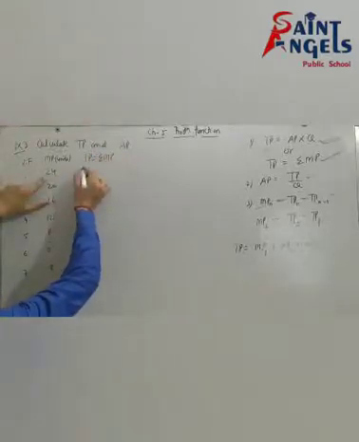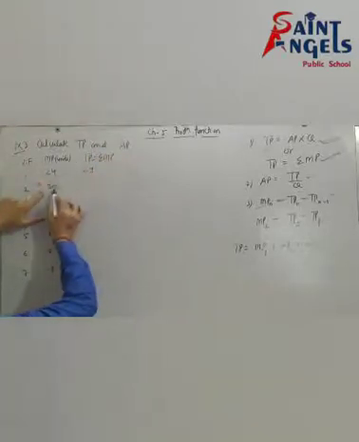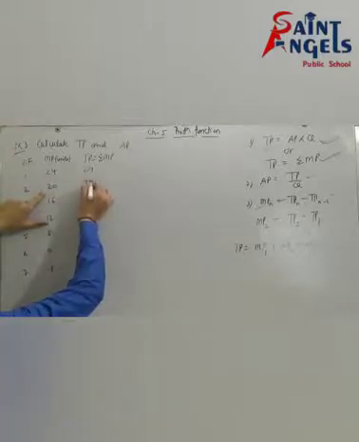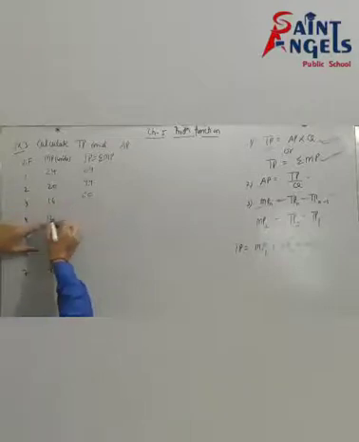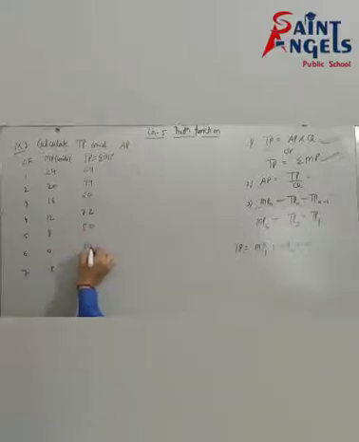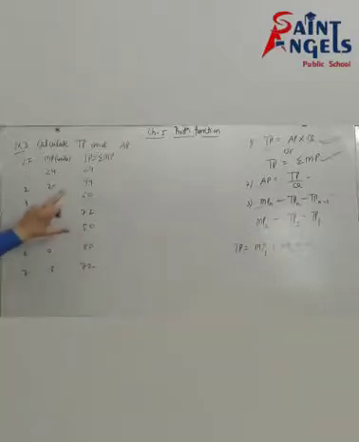First will be same 24, 24 plus 20, 44, 44 plus 16, 60, 60 plus 12, 72, 72 plus 8, 80, 80 plus 0, 80, and 80 plus bracket minus 8, so you will write here 72. So I hope all of you have understood how will you calculate value of TP.